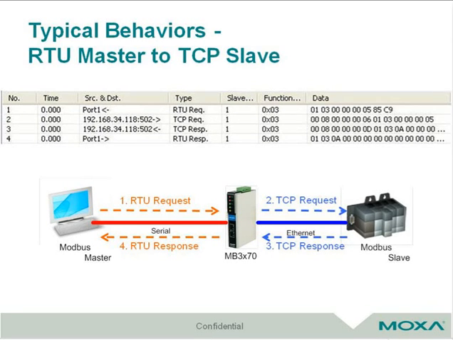The second one is a Modbus RTU master to a Modbus TCP slave. The RTU request comes in from port 1 and the MB3000 transfers it to a TCP slave on Ethernet. The TCP slave thinks the MB3000 is a TCP master, so it responds to the request to the MB3000, and then the MB3000 transfers it to port 1 to the RTU master.